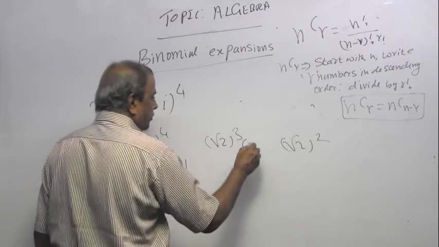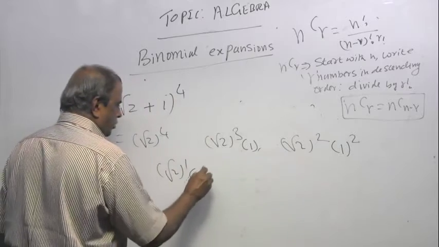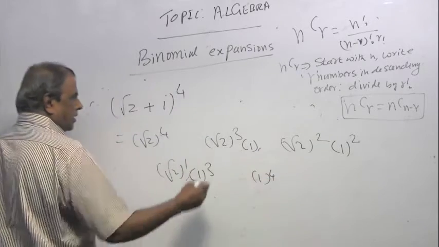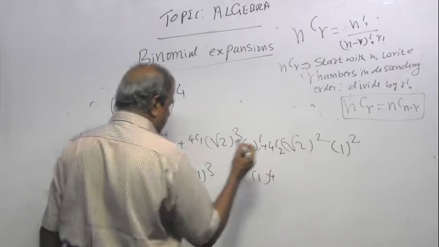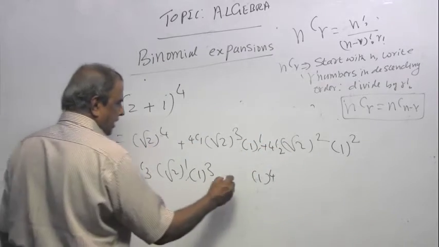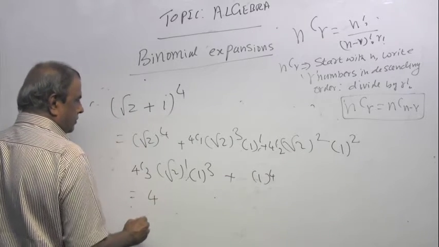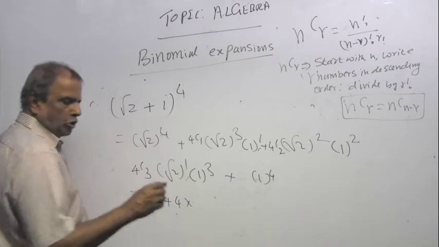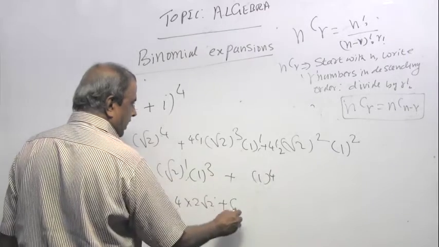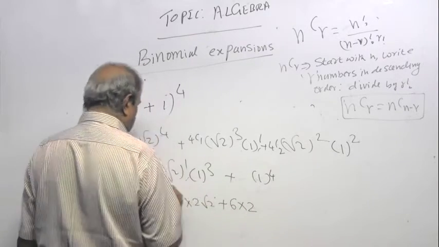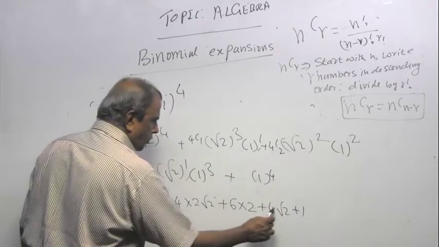Next, total power must be 4. This is power 4, so that's 1. That is 1 squared, that is 1 cube, and 1 power 4. This is power 1, so 4C1, that is power 2, 4C2, that's power 3, 4C3, 4C4. So root 2 power 4 is 2 squared, which is 4, plus 4 times root 2 cube, which is root 8, which is 2 root 2, plus 4C2 is 6, root 2 squared is 2, plus 4C3 is 4, root 2, plus 1. 1, 2, 3, 4, 5 terms.